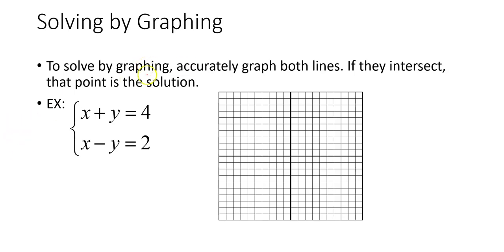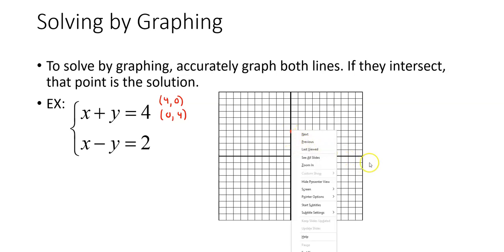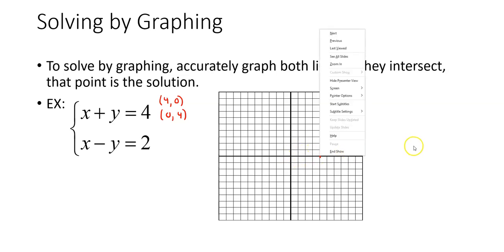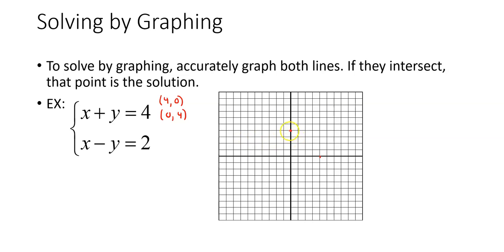For example, on this first line, I know that if x is 4, y must be 0 because 4 plus 0 is 4. And I know if x is 0, y must be 4 because, again, 0 plus 4 is 4. So right away, I've got 2 points. There's 0, 4, and this is 4, 0. Okay, and I can plot some points in between if I want.